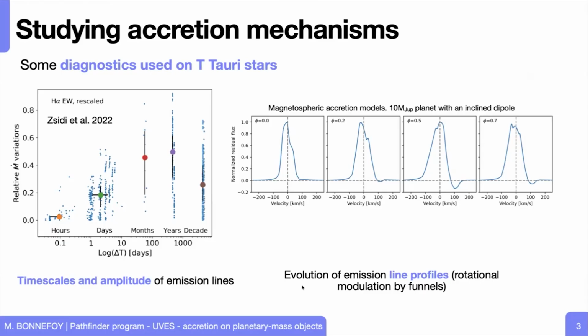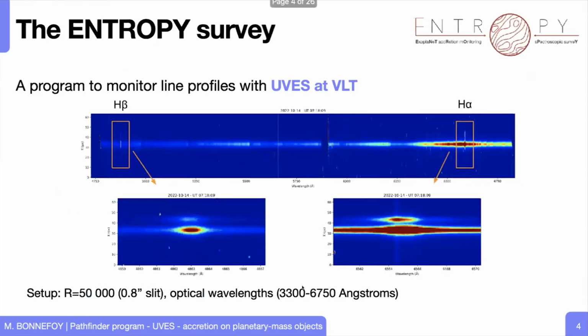And if you study the amplitude and the timescale of variability, you can find patterns that are very typical of magnetospheric accretion. You can also try to analyze the line at high spectral resolution. If you do so, you will have access to the kinematics of the infalling material onto your planetary mass object. And if you look at the evolution of the line profile in time, models also predict that you should see specific patterns within the profile that can only be produced by magnetospheric accretion. So this is what motivated us to conduct a survey with UVES at the VLT.